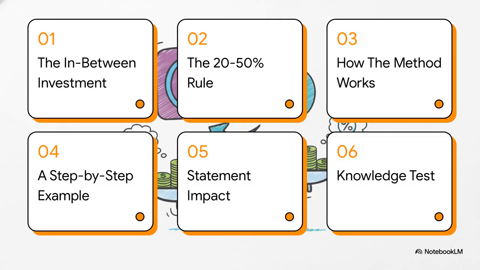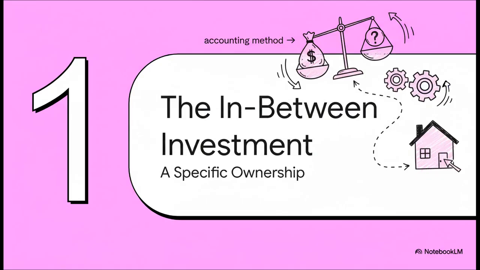So, here's the game plan. We'll start with why this method even exists, the kind of in-between investment it's for. Then we'll hit the magic rule of thumb, the 20 to 50% rule. We'll break down how the method actually works, step by step with a real example, see how it shows up on the financial statements, and then we'll wrap up with a quick quiz to make sure you've got it down. All right, let's dive right in.